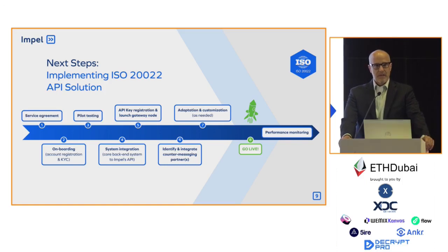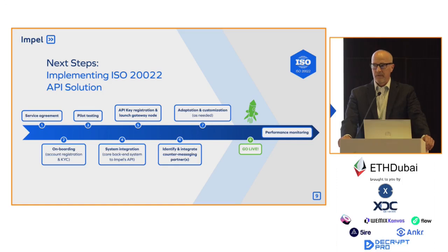Implementing Impel's ISO API is pretty straightforward. A few commercial agreements, KYC for the entity, pilot testing. You will be provided an API key for usage. Integration into core backend systems, whether it's the corporate or the banking.